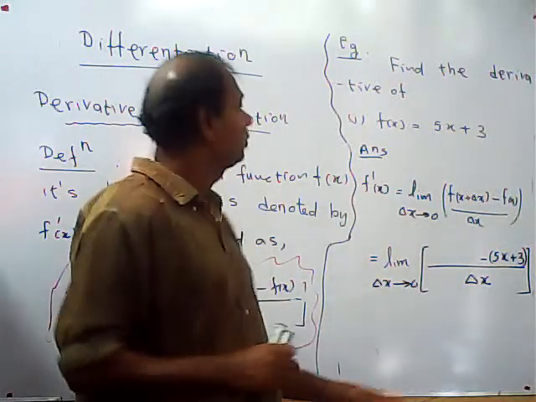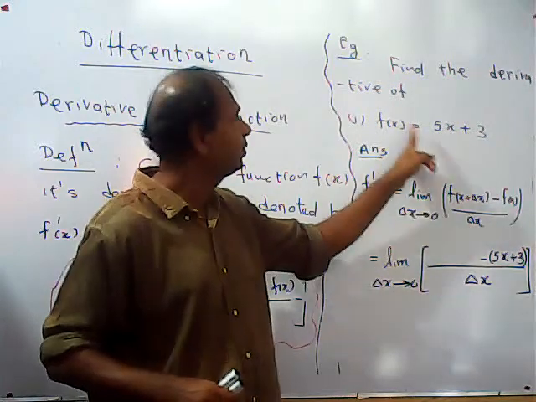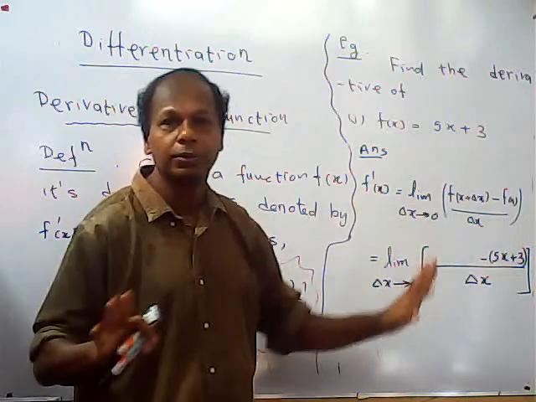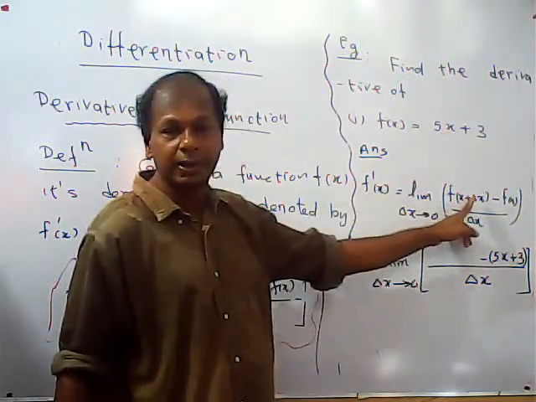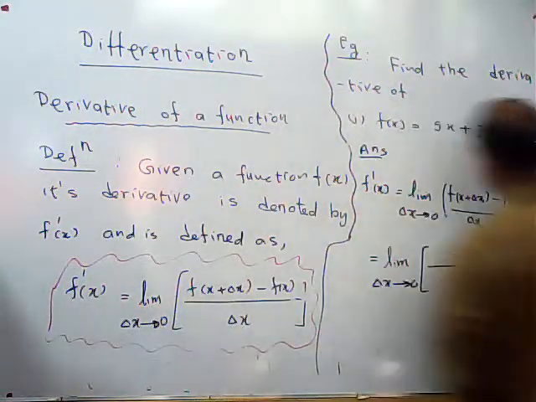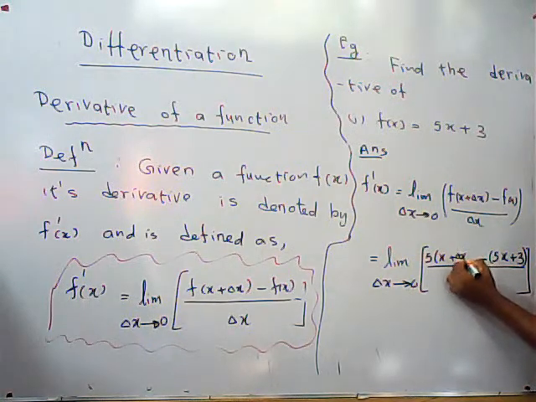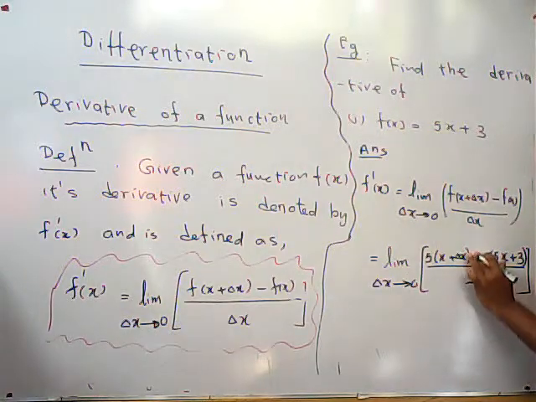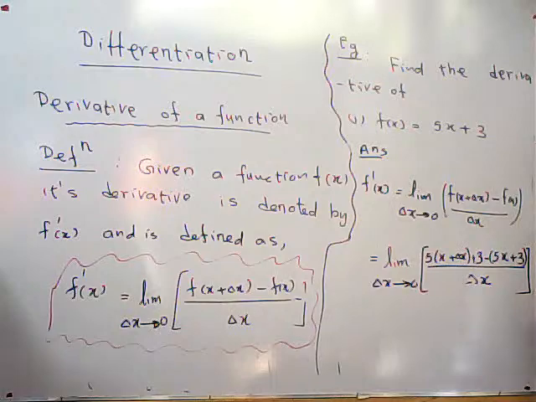Likewise, we want to find f of x plus delta x. So we replace this x by x plus delta x. That's all you have to do. Replace x by x plus delta x. So that will give 5 times (x plus delta x) plus 3, and minus (5x plus 3), divided by delta x.